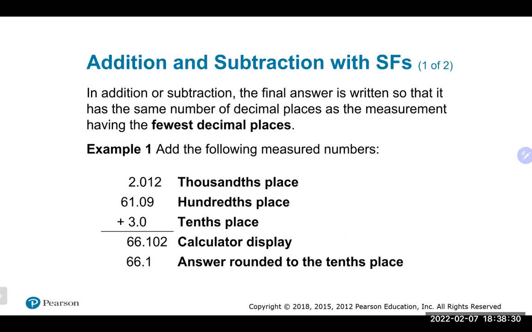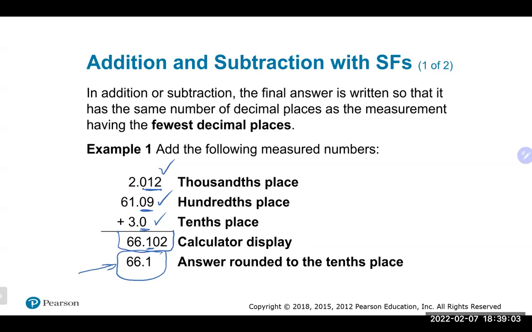Now we talked about adding and subtracting. Again, it is still the least, but it is decimal places we're looking at. So here, this first number has 3 decimal places, then 2 decimal places, and 1. So on our calculator, it spits out this number with multiple decimal places. Looking at the numbers we added, we would want to go to the least number of decimal places, which would be the first one there. And this should be the correct answer, which is 66.1.